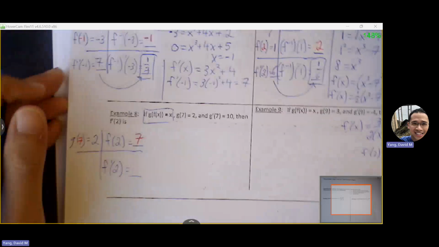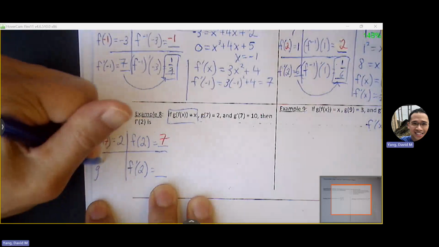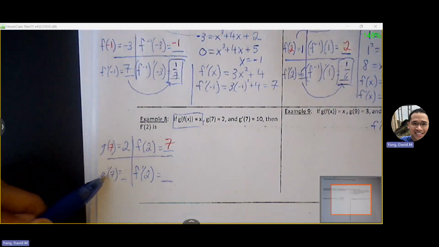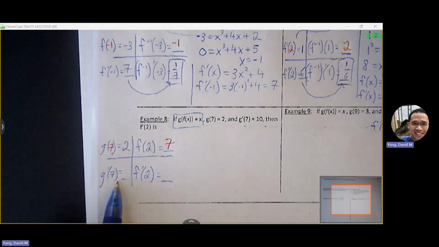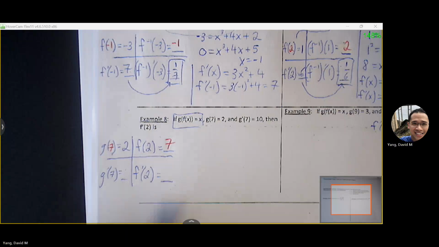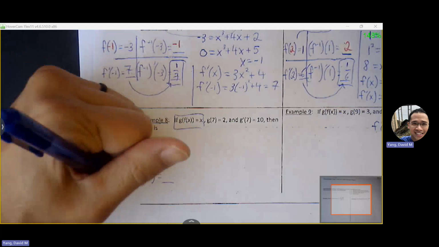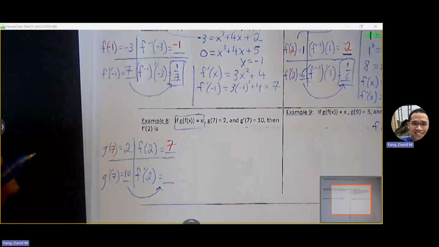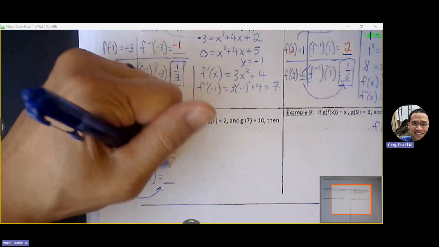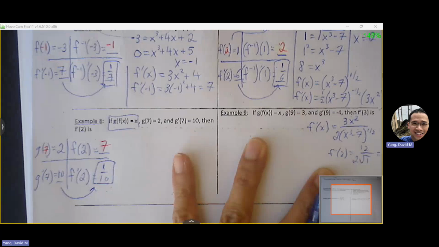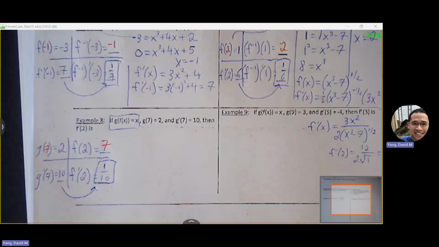So now I'm at the g function here. If I can find g prime of 7, I can find the slope of the g graph at 7. I can find the slope of the f graph at 2. What's the slope of the g graph at 7? 10. Which must mean that the f graph has to experience a slope of what? 1 over 10. That's our answer. Okay, try example 9. See if you can follow the same process there.